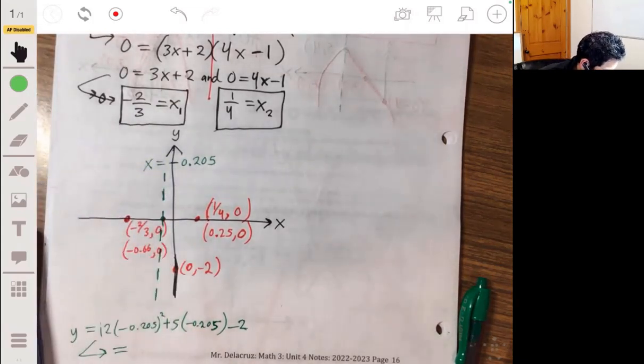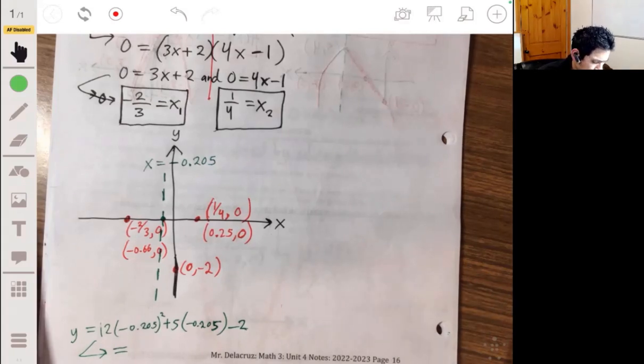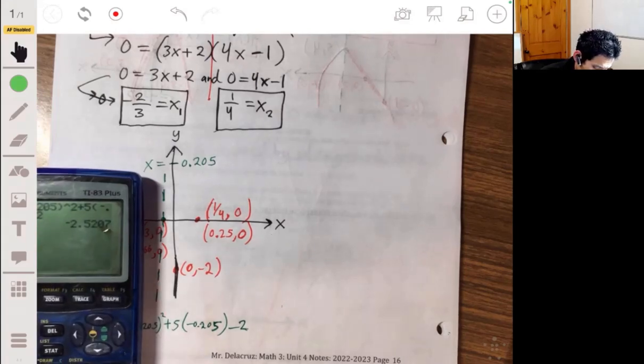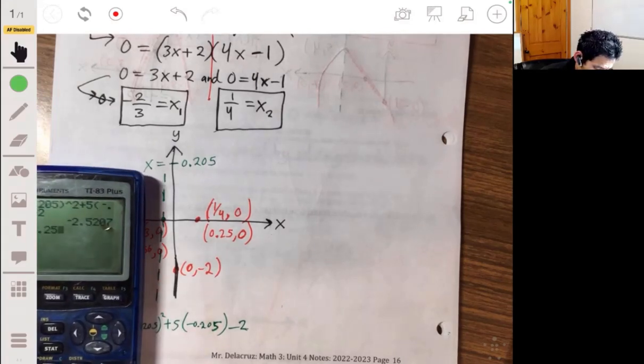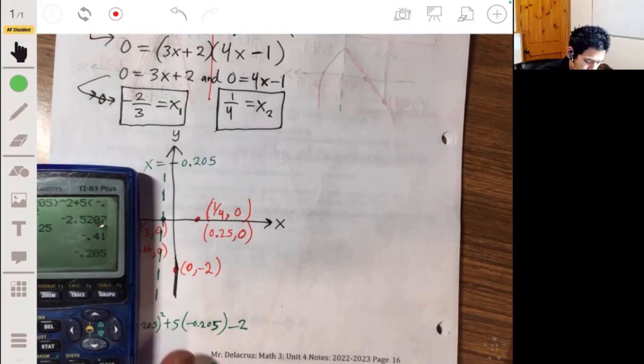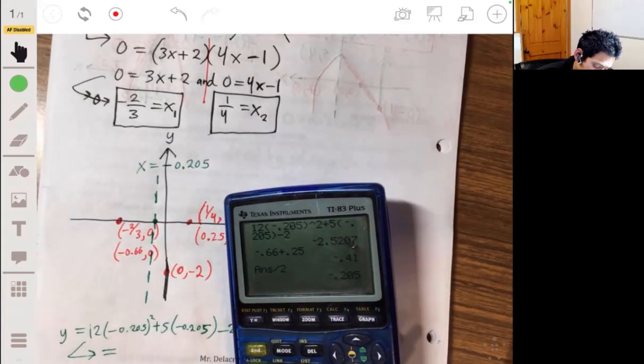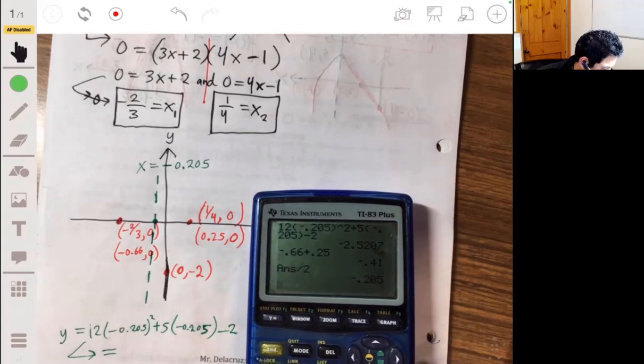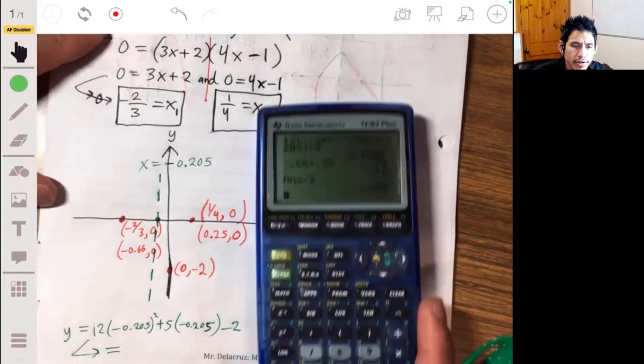I believe I screwed up with that. It doesn't make sense. Hold on a second. I think I did it backwards. Wait, no, I didn't. Did I? Oh man, we'll see what's going on. Let's try this again. Negative 0.66 plus 0.25 divided by 2. No, I'm good. I'm good.